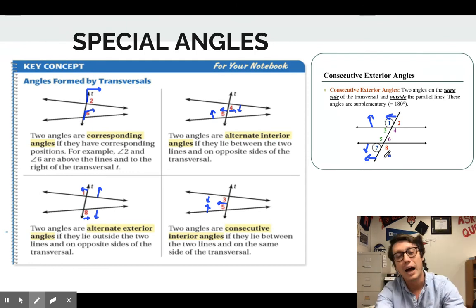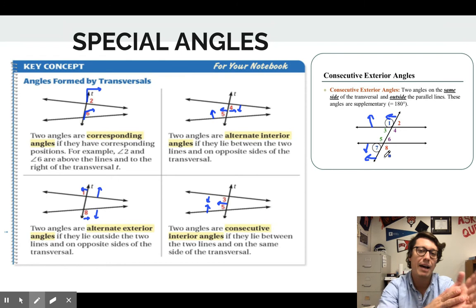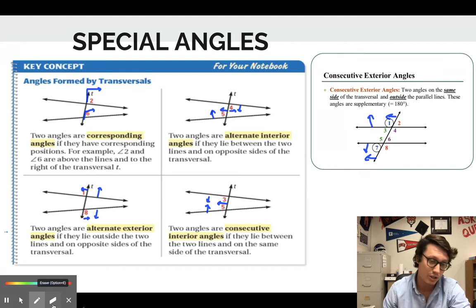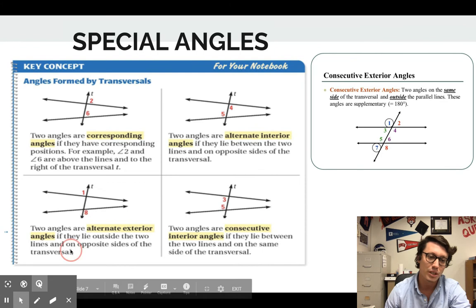So these are our 5 different special angle types that we have here. Just introducing some vocab words. This is essentially all that we're really learning today. That's the new material: just knowing what these 5 different types of angles mean.